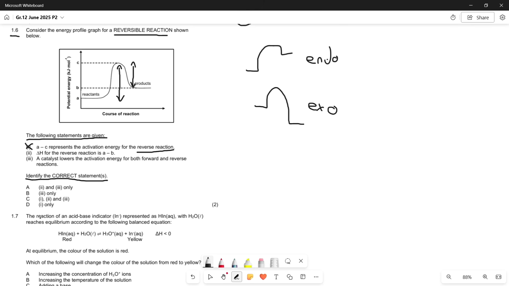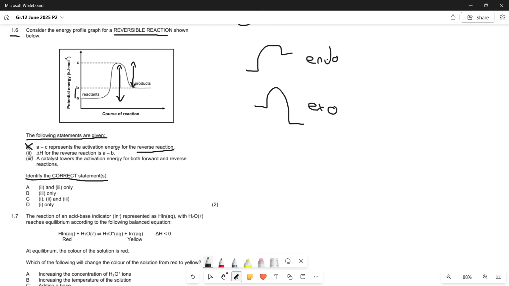We have options A, B, C, and D with different combinations of which statements are actually true. So 1 is out, and then 2 says, delta H for the reverse reaction is A minus B. One thing to note here: A to C means A minus C in this case. So A minus C still does not give us the activation energy for the reverse reaction. C minus A will give us the activation energy for the forward reaction, and C minus B will give us the activation energy for the reverse reaction.